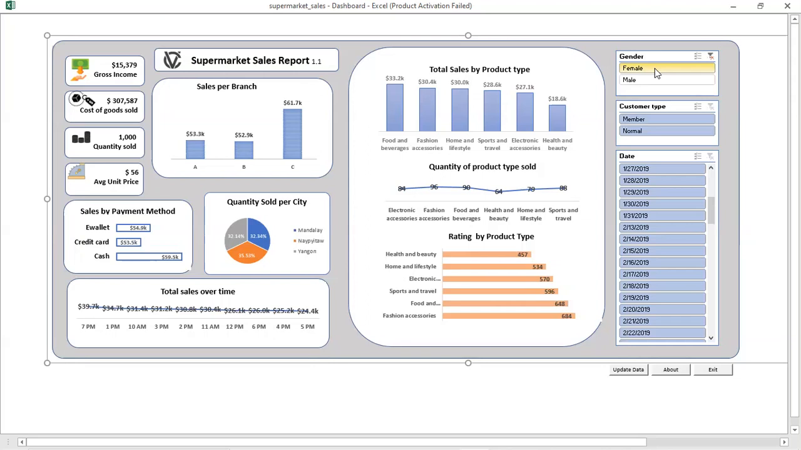They shopped more or less the same percentage across the 3 branches, and they shopped more around 7 p.m. and least around 5 p.m. And what did they buy? What products were they buying the most? Food and beverages. And the least thing they were buying were health and beauty products. And like I said, the total sales is going to be correlating with the quantity of product type sold.